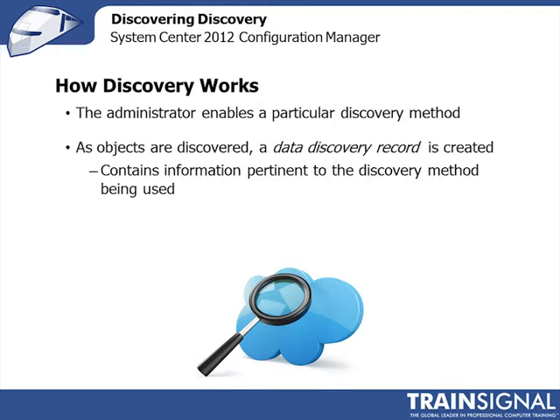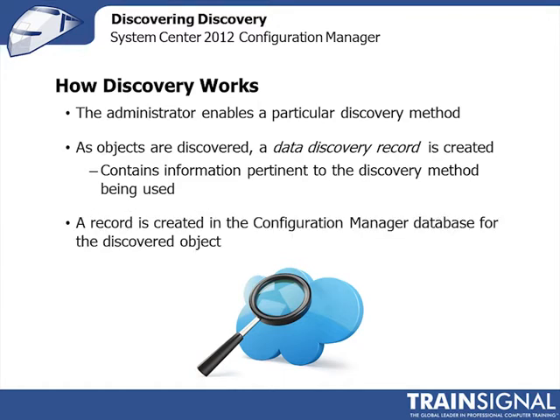As objects that are supported by that discovery method are found, an item called a data discovery record is going to be created. And this contains information pertinent to the discovery method being used. So if you're finding computers, it'll have the computer name and some other vital details about that particular resource. A record is then created in the Configuration Manager database just for this discovered object. So each discovered object is then added to the Configuration Manager database for your future use.